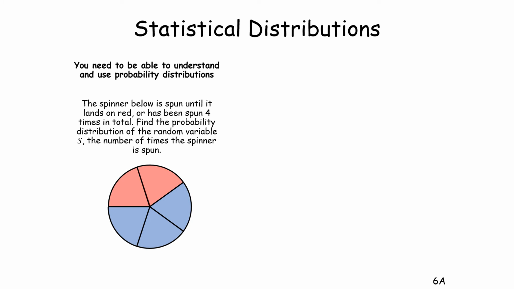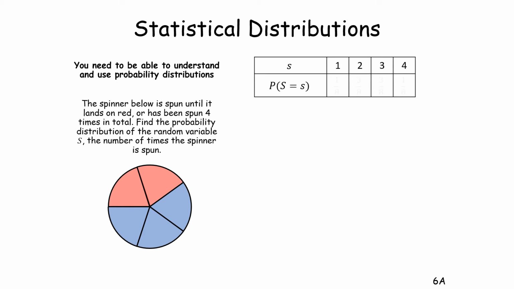So here we're told the spinner is spun until it lands on red, or has been spun 4 times in total. We're asked to find the probability distribution of the random variable S, the number of times the spinner is spun. So the total number of times the spinner is spun is up to 4 times: 1, 2, 3, 4.